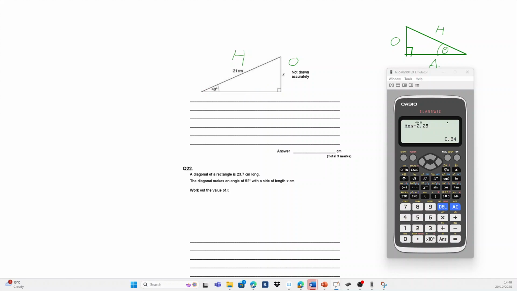Now you've got your kind of acronym to remember your trig ratios, which is SOHCAHTOA, SO, CA, and then TOA. And personally, I'm a big fan of using the trig triangles.